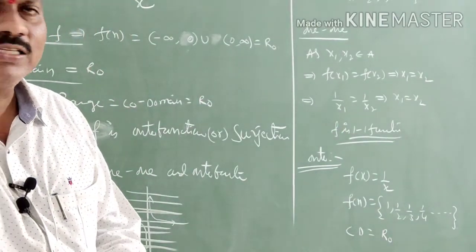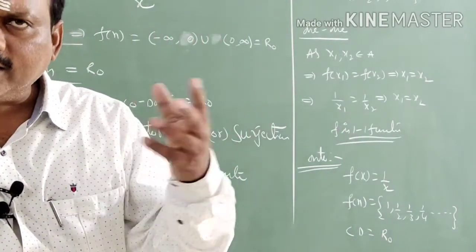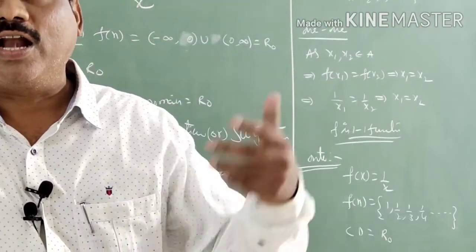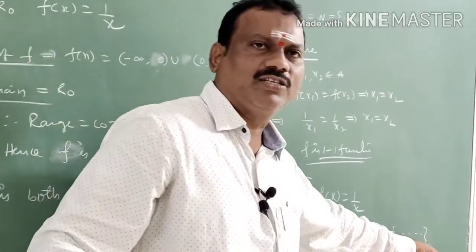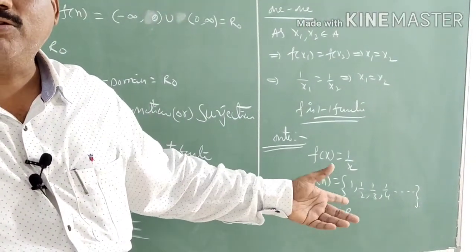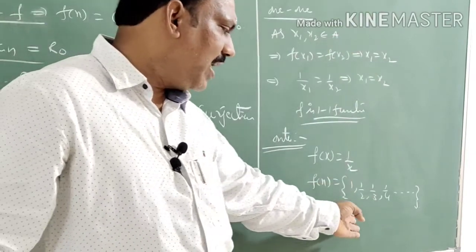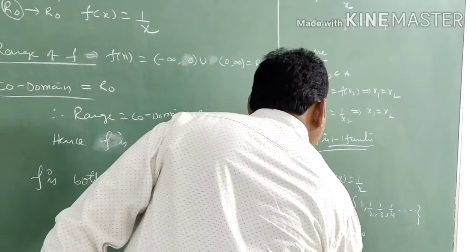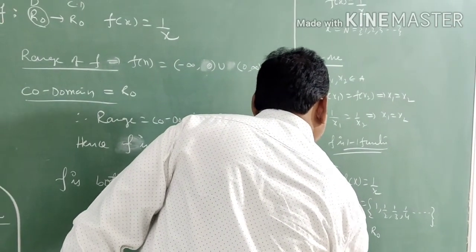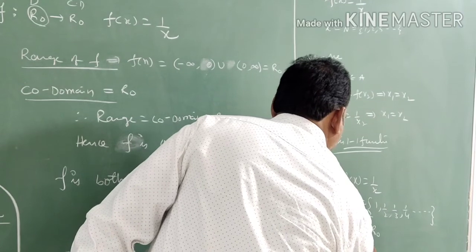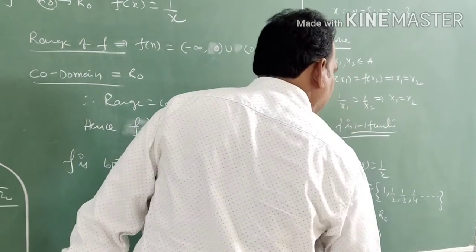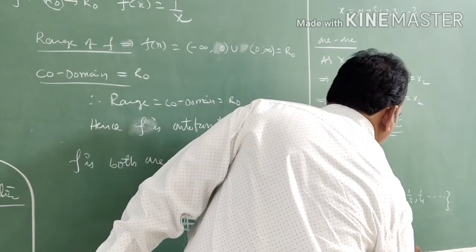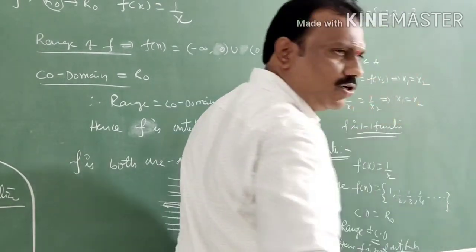No. Why? Because R naught contains fractions, decimals, rational numbers, irrational numbers, integers, whole numbers, natural numbers. But the range is only fractions. No negative numbers are here. -1, -2, -3, -4, those all belong to real numbers only. Non-negative real numbers except 0. Now we can say that range is not equal to codomain. Hence f is not an onto function.